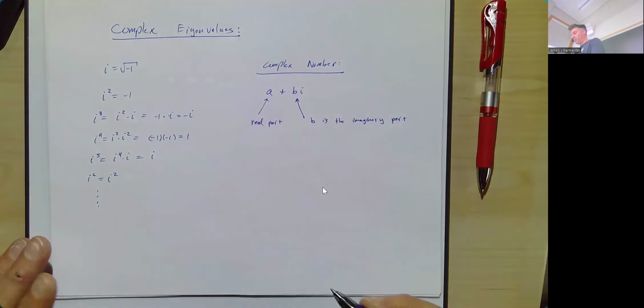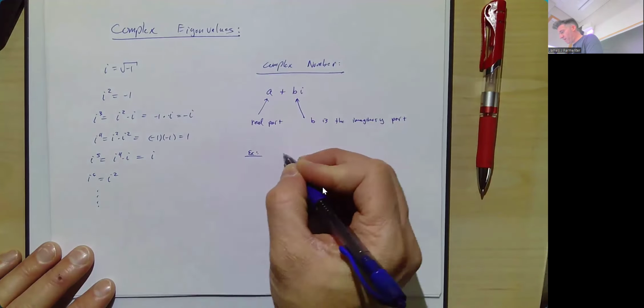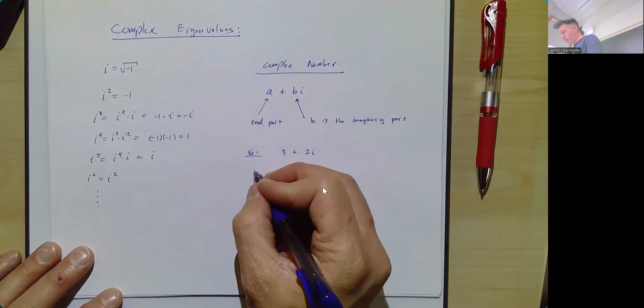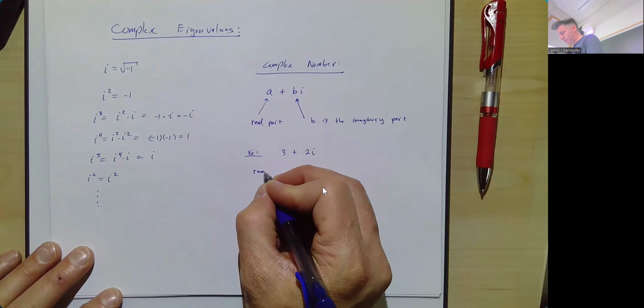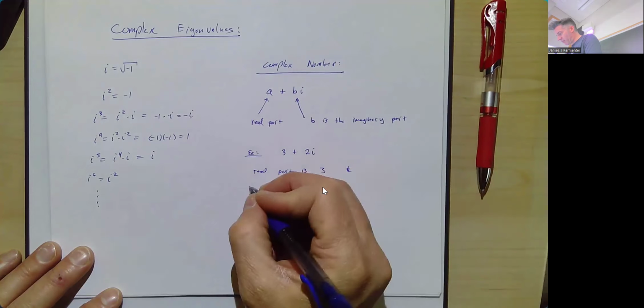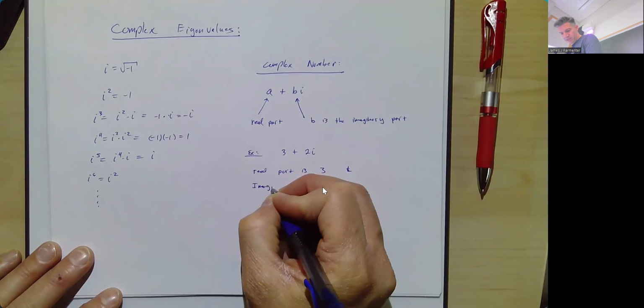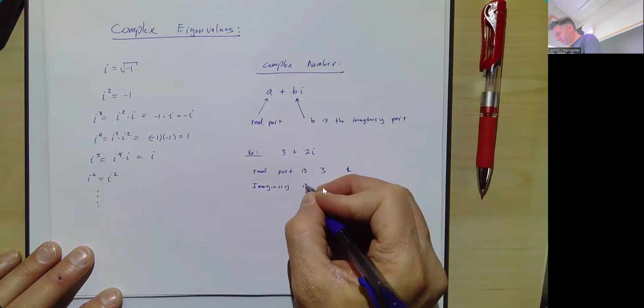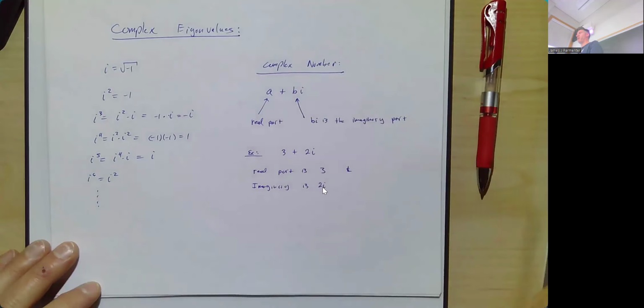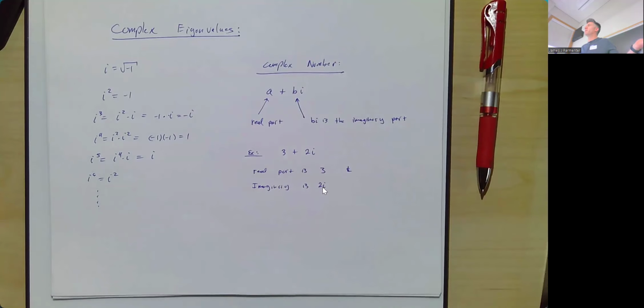So for example, if my number was 3 plus 2i, I would say the real part is 3. And the imaginary part is 2i. That's the way I would say it. So I would say b times i is the imaginary part. But either way is correct. People use different words to say the same thing all the time.